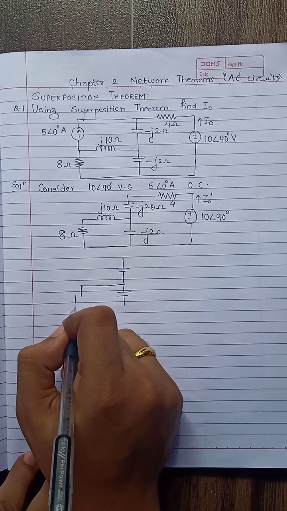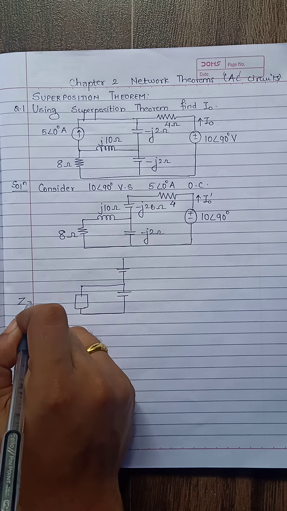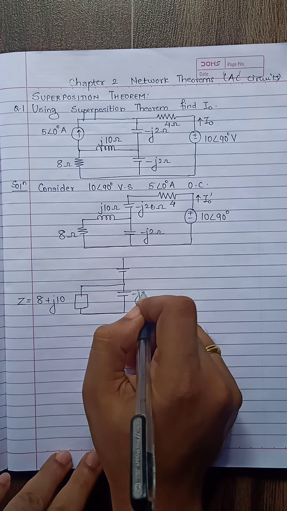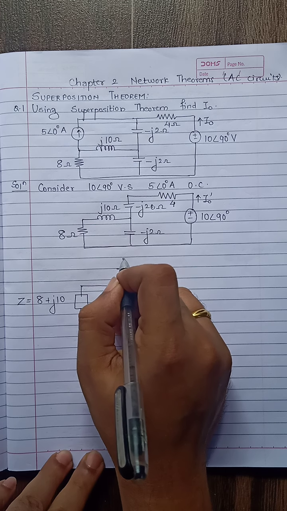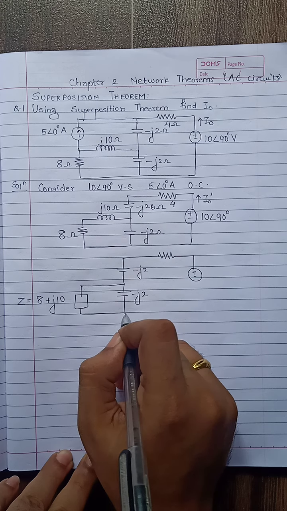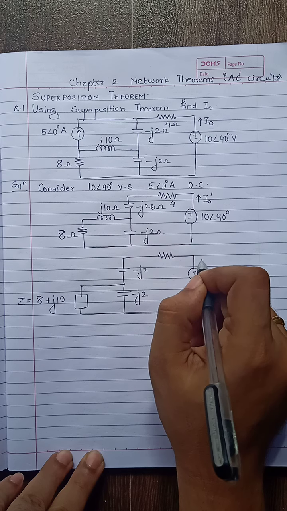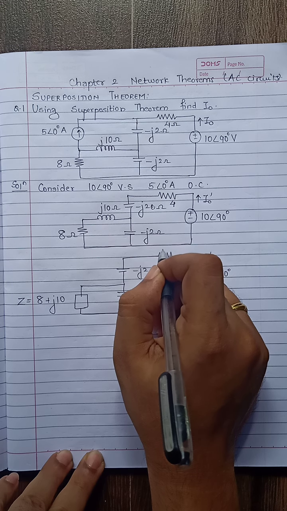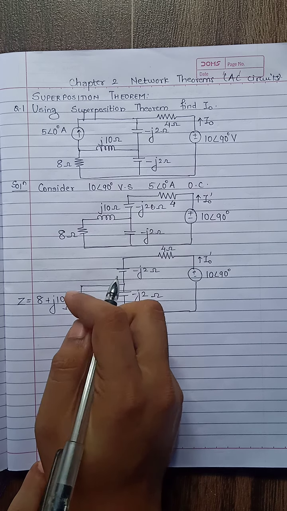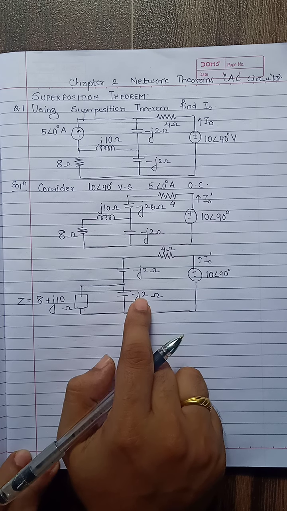and instead of a resistance in series with inductor, I'll replace with a Z, and the value will be 8 plus J10. This is minus J2, minus J2, 4 as it is, and the voltage source. This is 10 at an angle 90, I0 dash, and 4 ohms. Now we need to find I0 dash. Again we can have these two impedance and the capacitance in parallel.